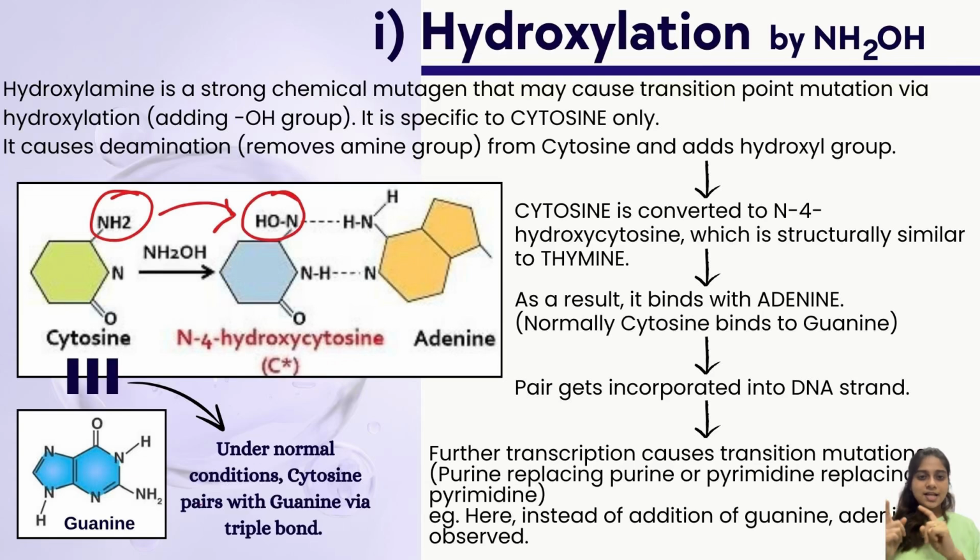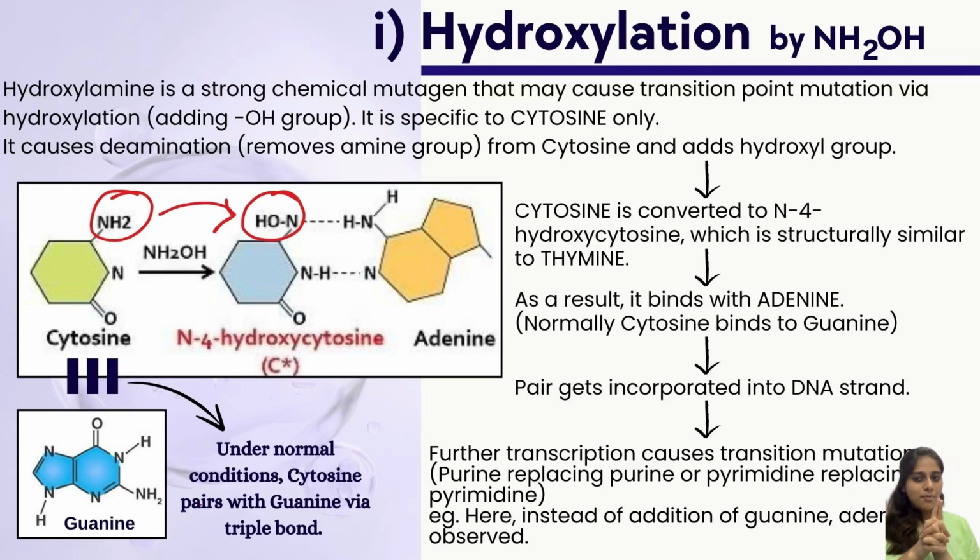So cytosine, when treated with NH2OH, the NH2 group gets removed and OH group is added at the same position. Due to this, cytosine is now modified into N4-hydroxycytosine. I am extremely sorry, I have to use the word modified, not converted. So when cytosine is modified into N4-hydroxycytosine, this structure is chemically or structurally analogous to thymine.